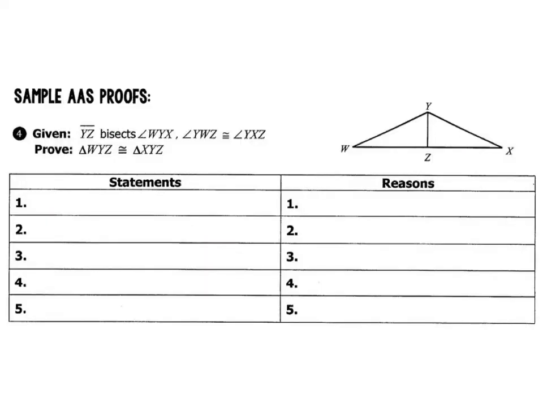All right, let's do number 4. I know it's an even, but we're going to do it anyway. So a sample AAS proof. Start with our given information that YZ bisects angle WYX. So that's this angle right here. All right, let me draw that a little better. So we know that it bisects that angle. We're going to write that as a given piece of information. So YZ bisects angle WYX. And that is given.